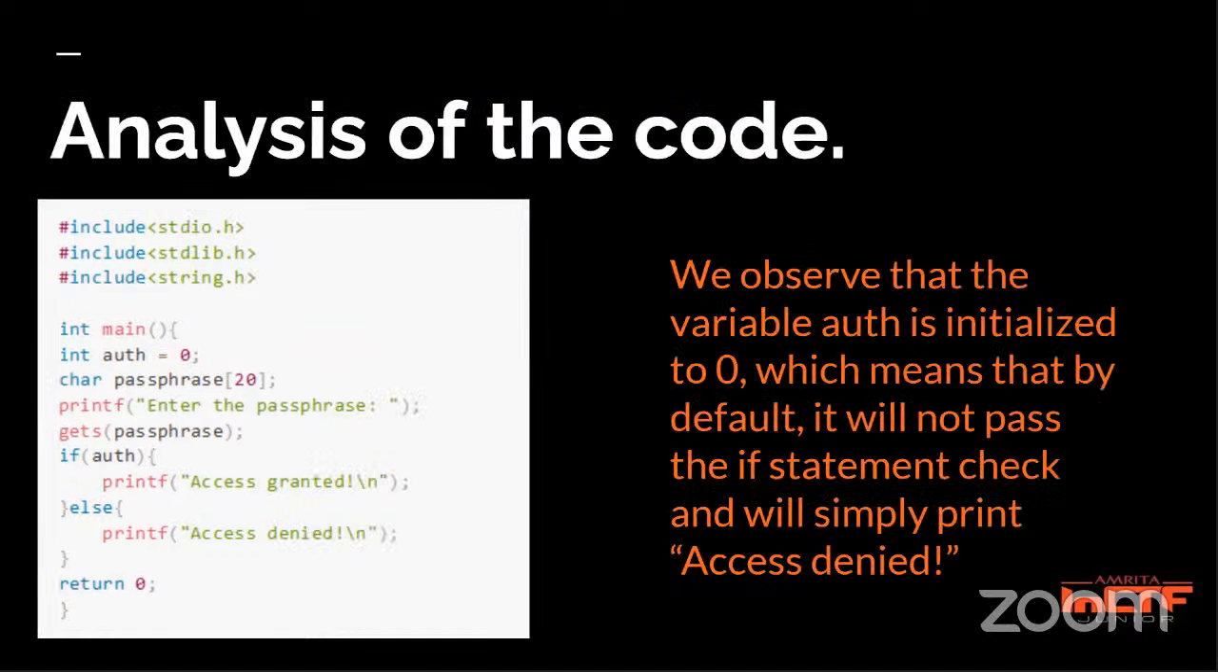Okay. So it's quite hard to understand, but stick with me through this. So first of all, let's analyze the code per se once again. You have a main function inside which auth is being initialized to 0.